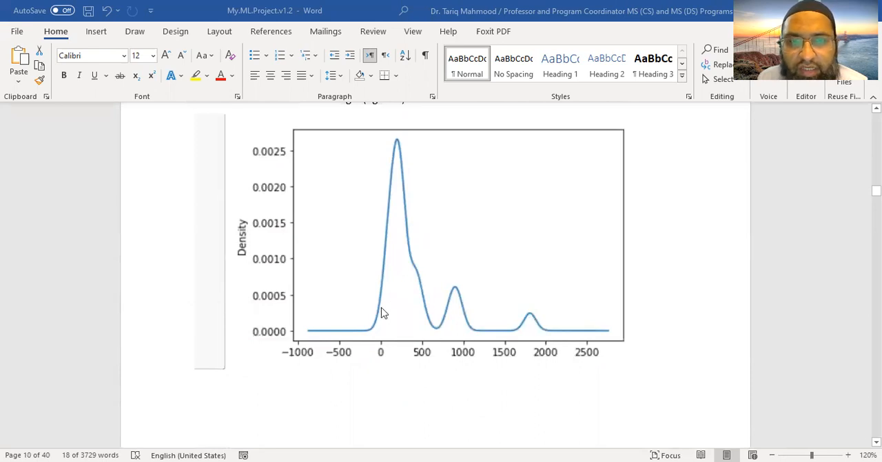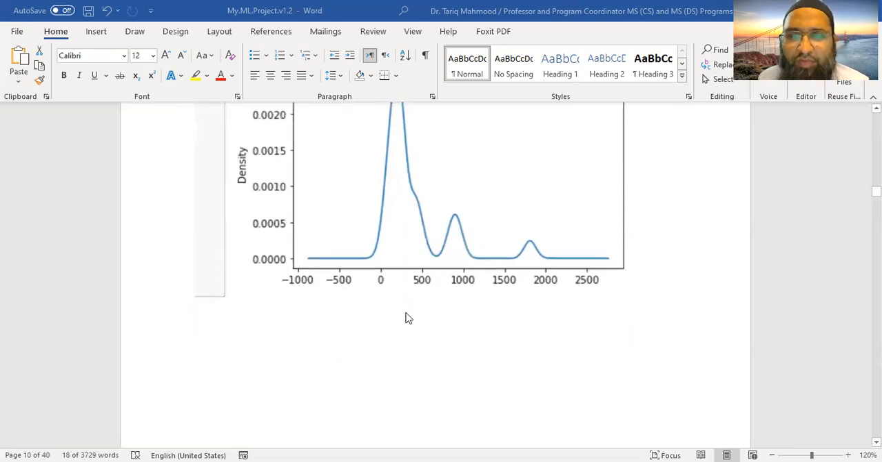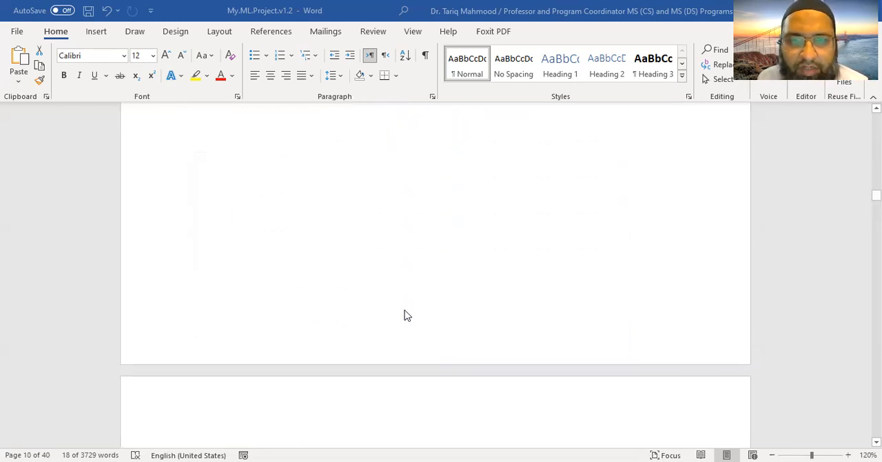And the Vital one, again between 0 to 500, is pretty similar to Lipton, but the peak is pretty down. I think they have fewer product offerings as compared to Lipton, but somehow they've not been able to maintain their quality as compared to Lipton and Tapal.